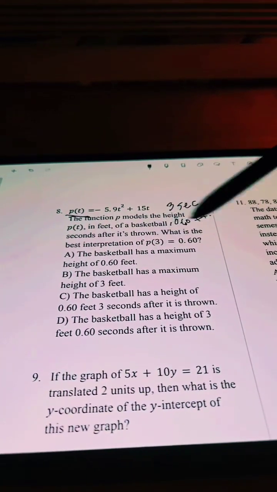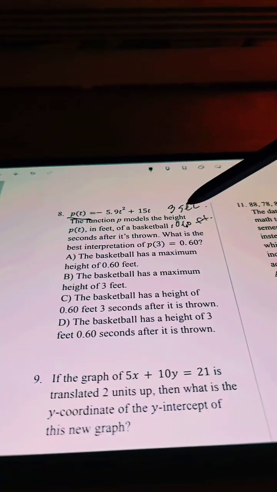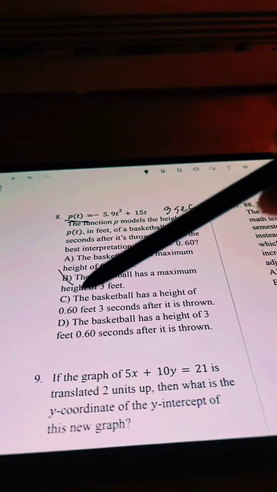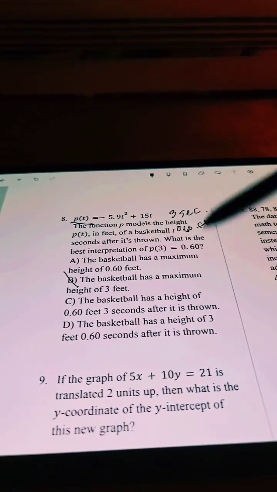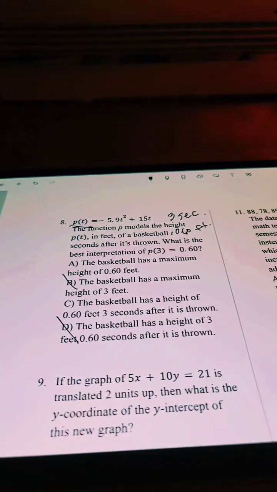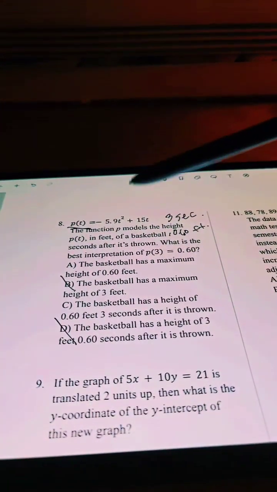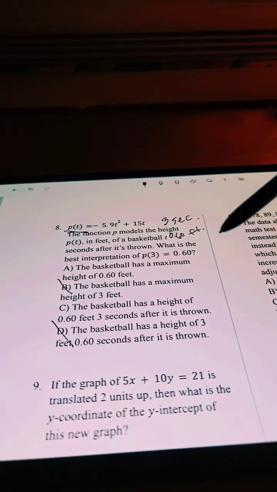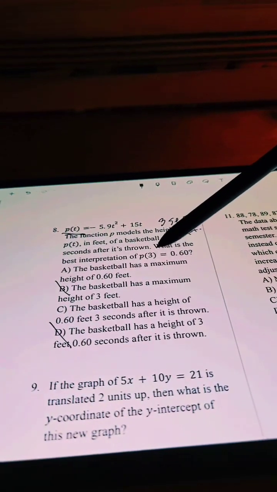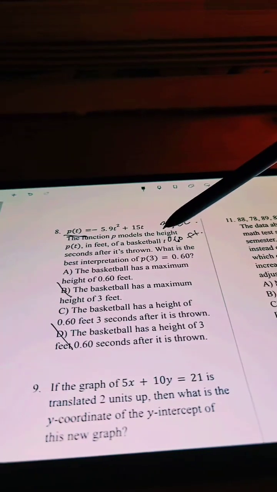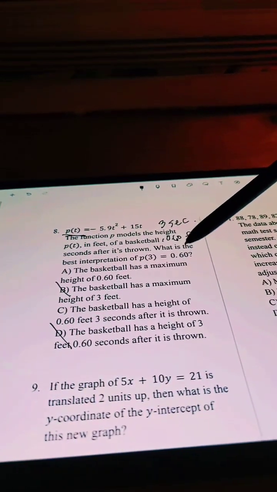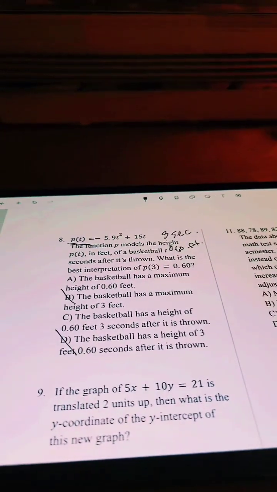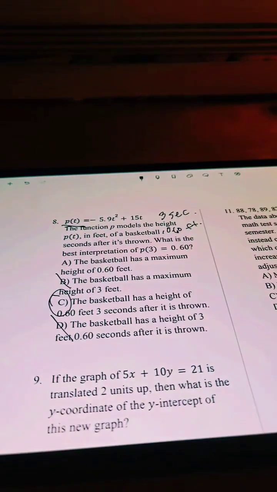So 0.60 is talking about feet, and 3 should be seconds. I don't even have to read the whole thing, I can just look at units to start eliminating. 3 seconds, 0.60 feet, that matches. 0.6 seconds, no, that doesn't match. So now I can quickly cross those out and determine whether it should be A or C. A says the basketball has a maximum height of 0.60 feet. That's not what this means. What it means is that at 3 seconds after it's thrown, it's at 0.6 feet. It has a height of that, or it's that much off the ground. So it would be C.